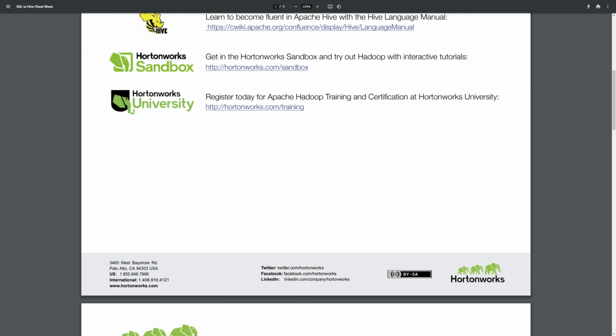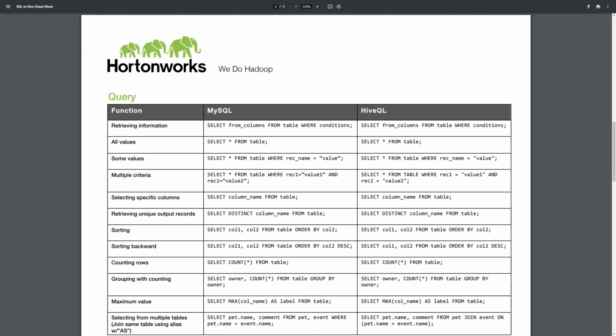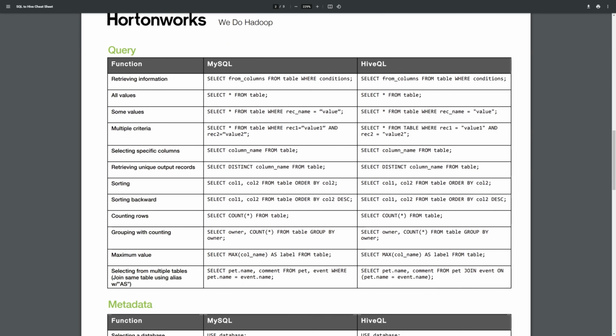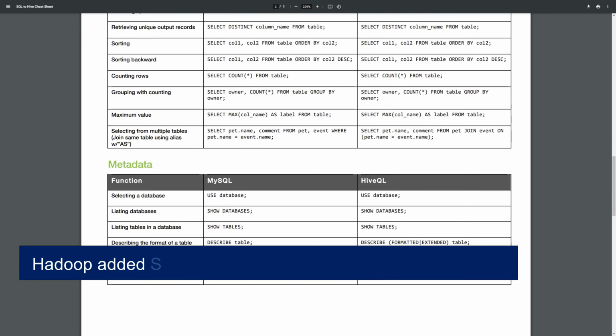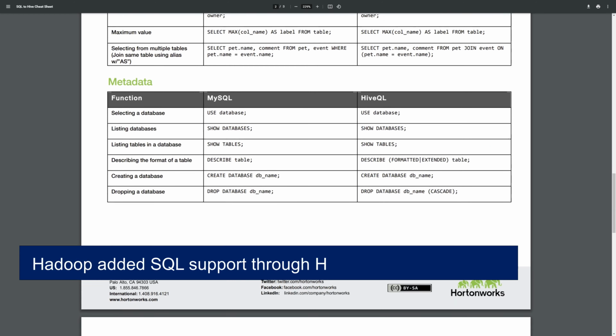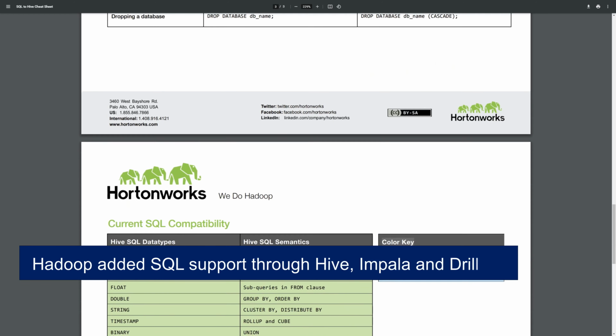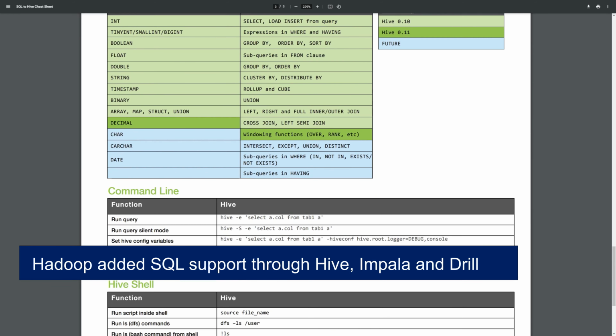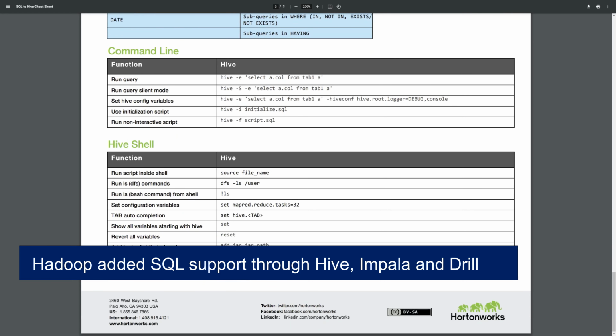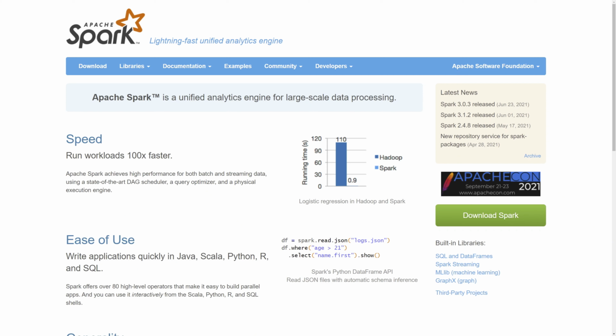Do you know how important Hadoop is for data science? While Hadoop started with Java APIs, later Hadoop provided features for batch SQL through Hive. We also use Impala and Apache Drill to provide interactive query capabilities for Hadoop. On the other hand, Apache Spark uses powerful in-memory SQL to accelerate the processing of queries.